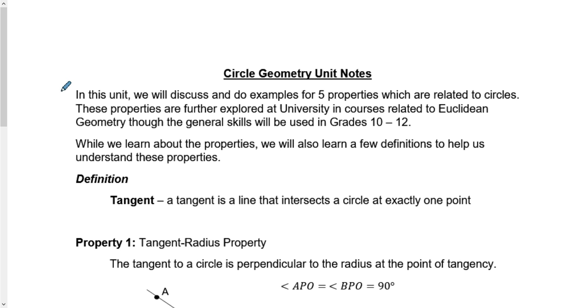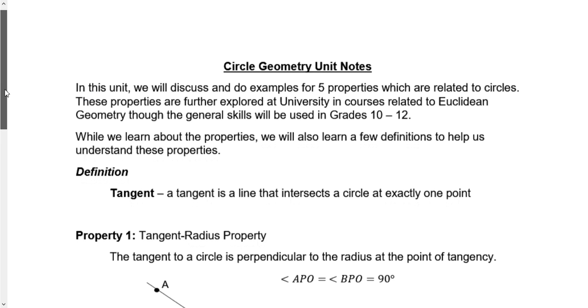In this unit, we'll discuss and do some examples for 5 different properties which are related to circles. Now, the properties themselves are further explored in university in courses that are related to Euclidean geometry, though the general skills are used in grades 10 to 12. While we learn about the properties, we'll also learn a few definitions just to help understand what those properties actually mean.